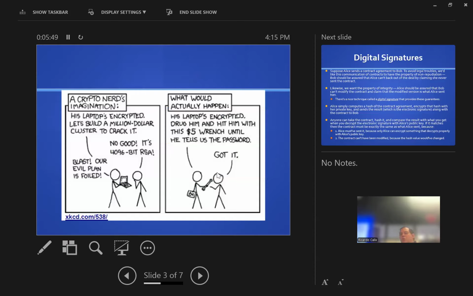This is kind of a joke, but imagine you have to break this massive encryption. They've got 4096-bit RSA to protect some kind of password. It's probably easier just to hit them with a wrench and get the password out of them. You know what I mean? So you have to think, it's such a difficult problem to break RSA.